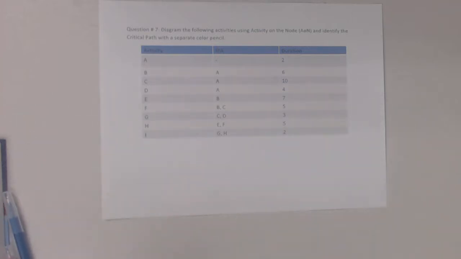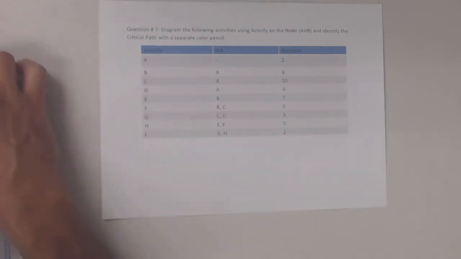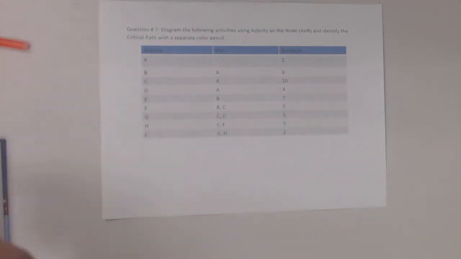So the question is as follows: diagram the following activities using activity on the node and identify the critical path with a separate colored pencil. So right here I have blue and red pens, and I'm just going to diagram this out. So again, if you want to follow along with this example, it's example 4.2 in chapter 4.